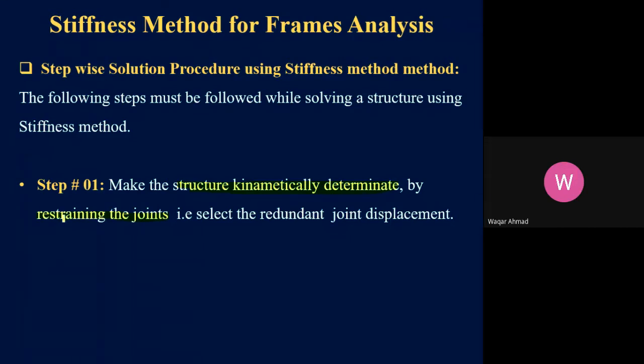We have to restrain each joint against those displacements, and the structure we obtain by doing so is called the restrained structure. So this is the very initial step of the analysis, that you have to restrain all the joint displacements, and you have to make your structure a restrained structure, which is kinematically determinate.